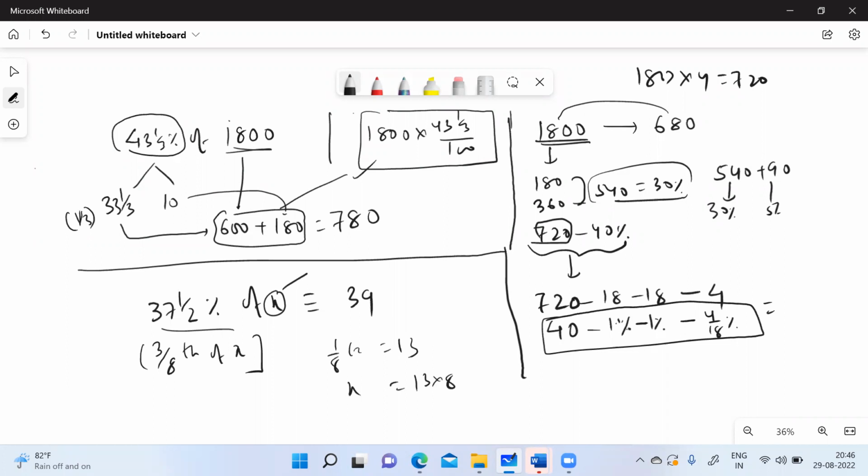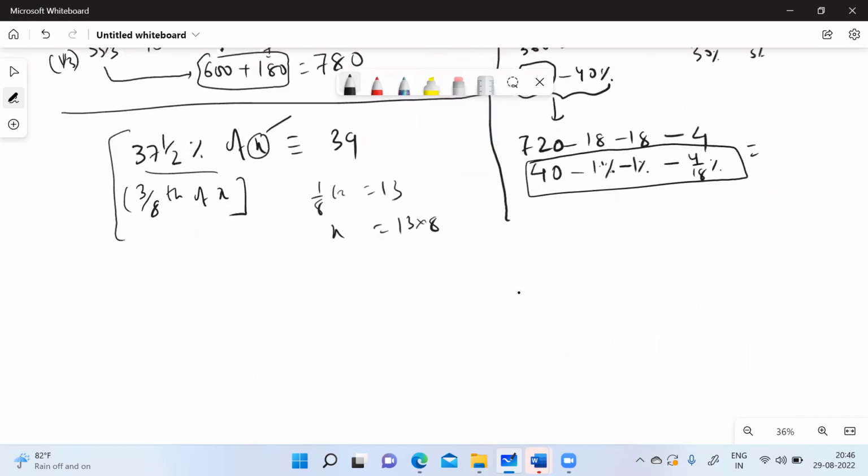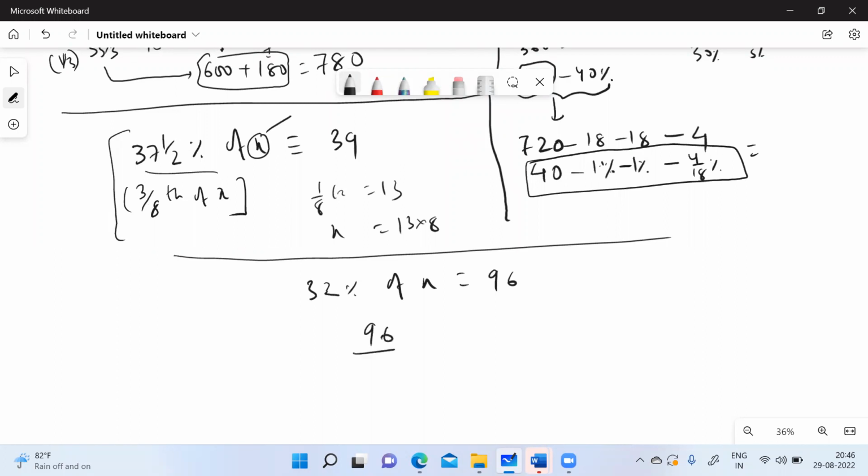And if there are other numbers instead of 37 1/2, like if someone has given you 32% of X is 96, then if you divide 96 by 32, you will get the 1% value. And just multiply it by 100, then you'll get the entire value of 100%. Okay.